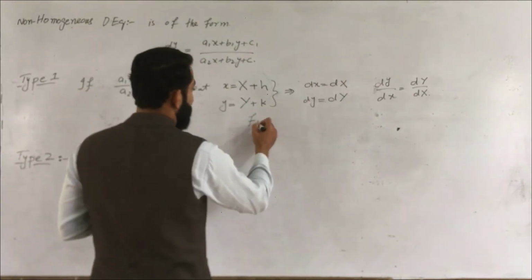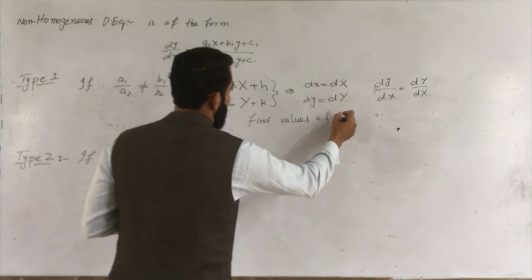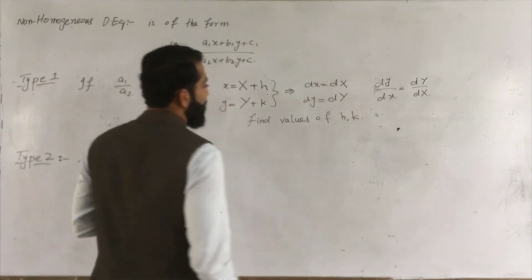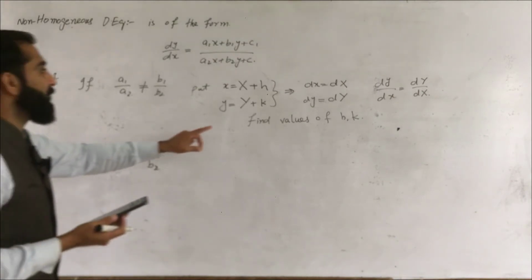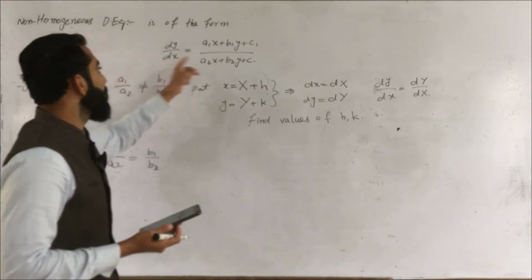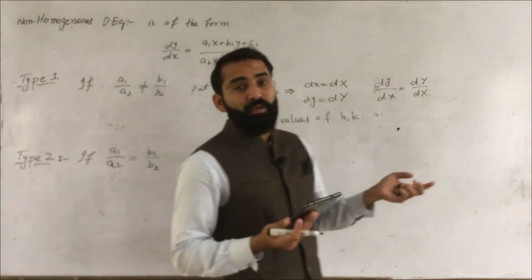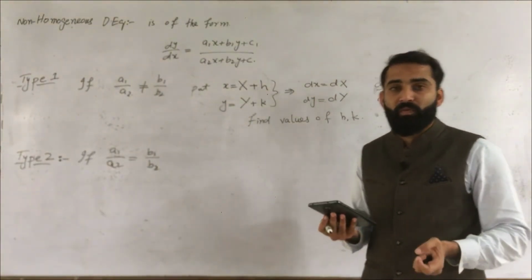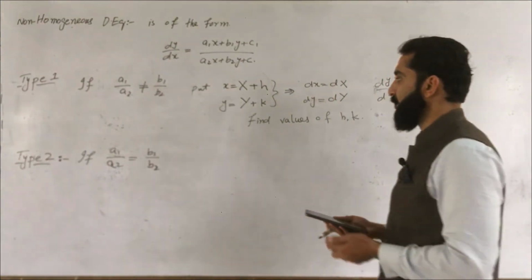Then find the values of h and k. After finding the values of h and k and putting them in the non-homogeneous differential equation, the equation converts to a separated differential equation. So we can solve it by the method of separating variables.